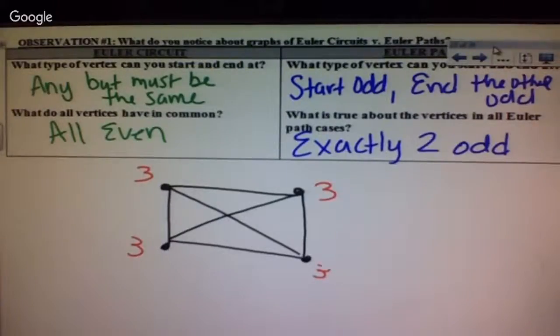Take a look what happens when I try to trace this. I'm stuck. I cannot create a path because I have more than 2 odd vertices. There's no way to do it. You can try it any which way you want. I'm still stuck. I can't do that diagonal. So anytime you have more than 2 odd, it's nothing. You can never create a path. You can never create a circuit. So that's what you're going to look for. Does that make a little bit more sense?